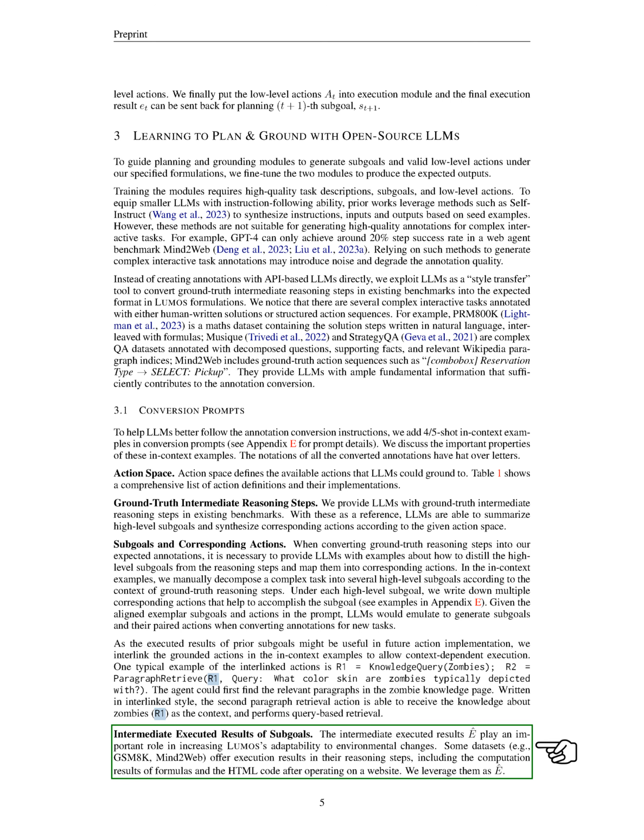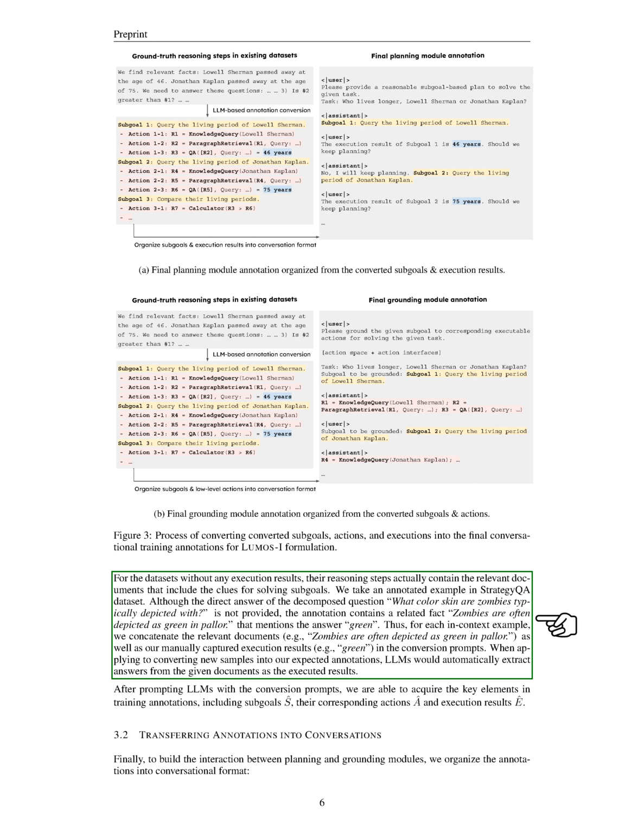For datasets without execution results, we use the relevant documents that contain clues for solving subgoals. For example, in the StrategyQA dataset, the question, "What color skin are zombies typically depicted with?" doesn't have a direct answer. However, the annotation includes a related fact that mentions the answer, green. So, for each in-context example, we combine the relevant documents and our manually captured execution results in the conversion prompts. This way, when we convert new samples into our expected annotations, LLMs can automatically extract answers from the given documents as the executed results.